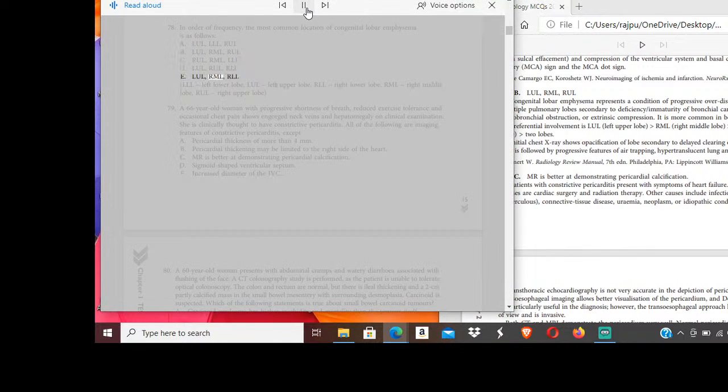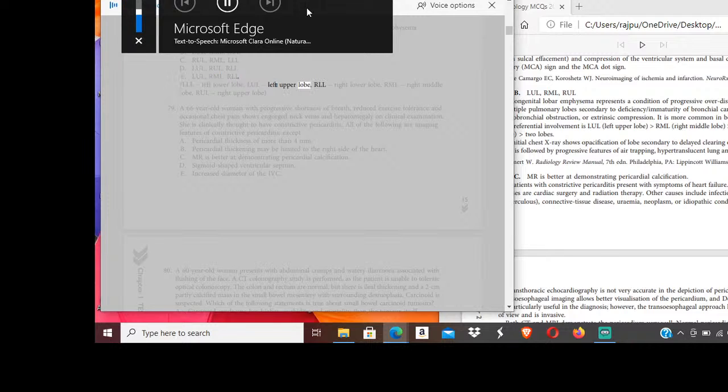RUL, RLL, LUL, RML, RLL, LLL. Left lower lobe, LUL left upper lobe, RLL right lower lobe, RML right middle lobe, RUL right upper lobe.